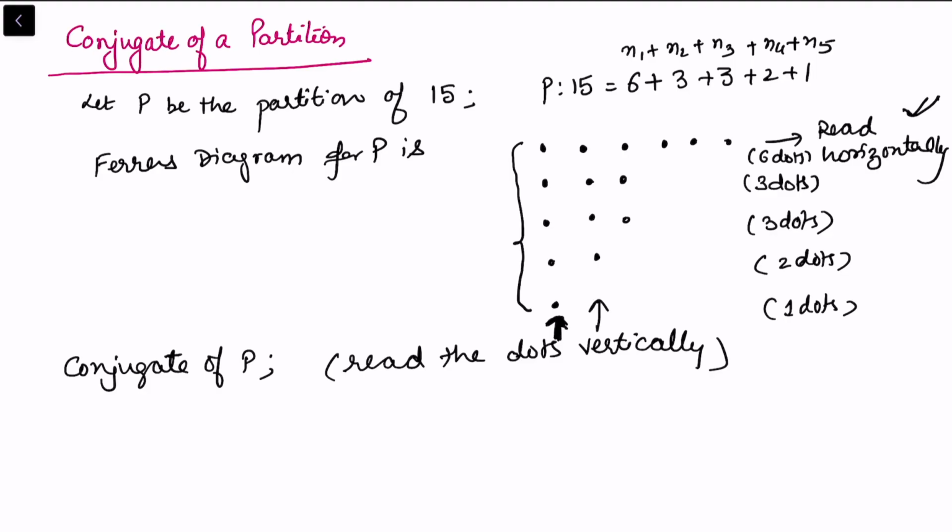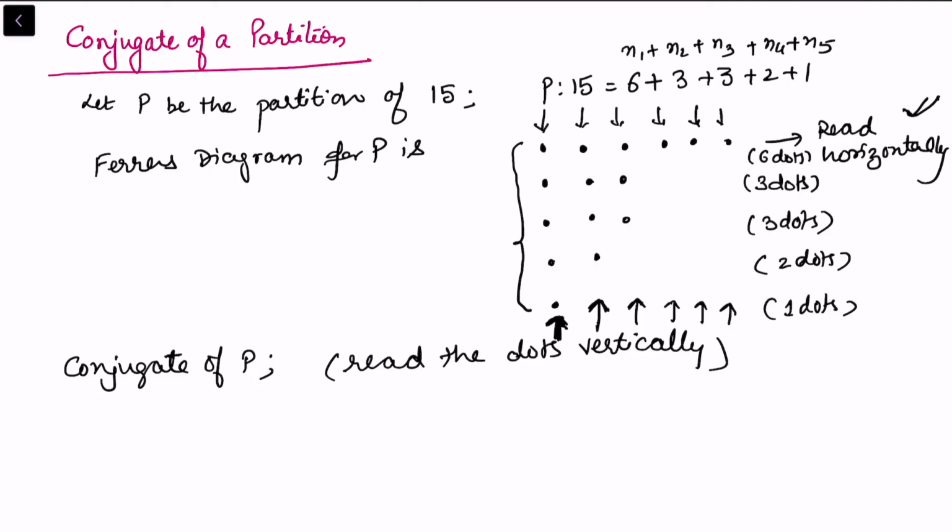Then read how many are there in the second column, the third column, fourth column, fifth column and sixth column. So you can see how many dots are available in each column. For the first column, you can read it from top or bottom, it doesn't matter.